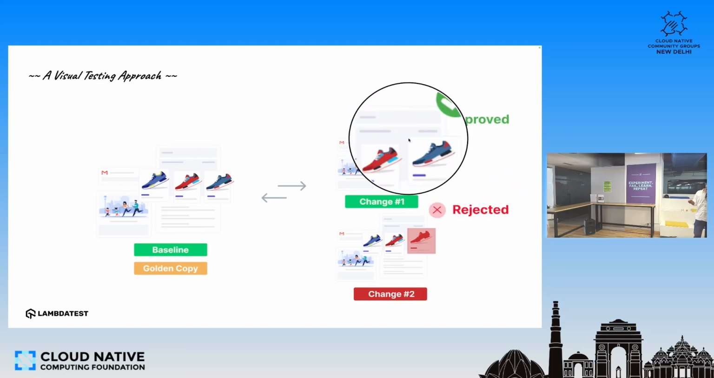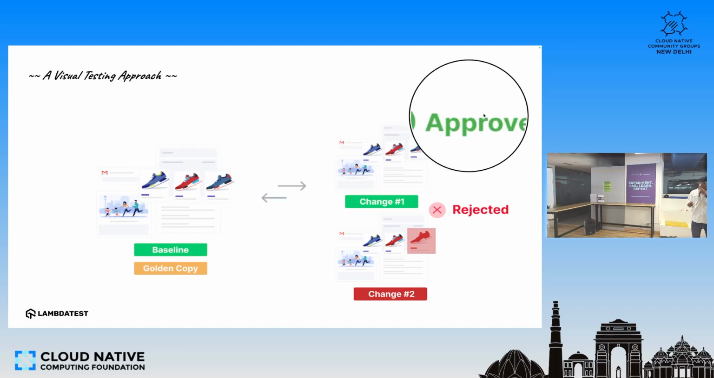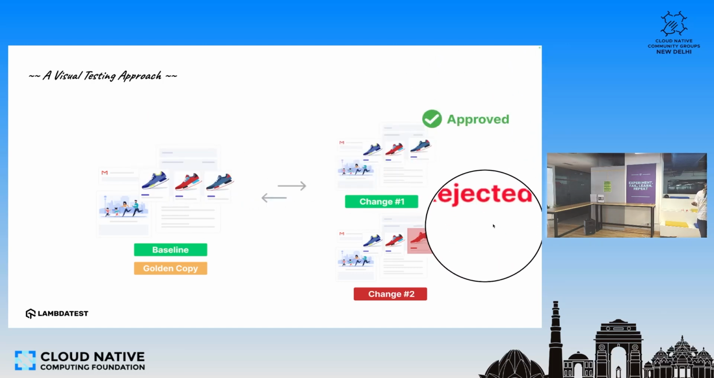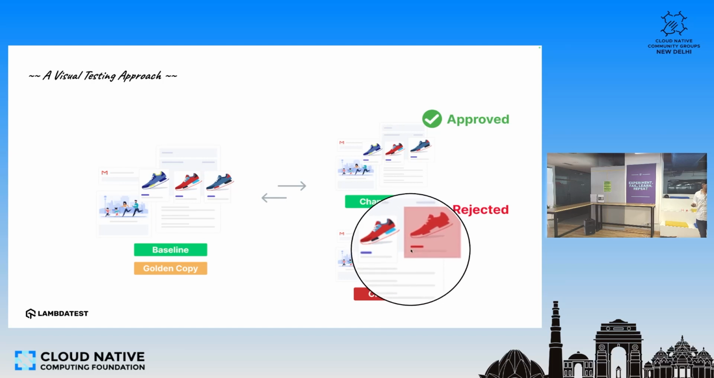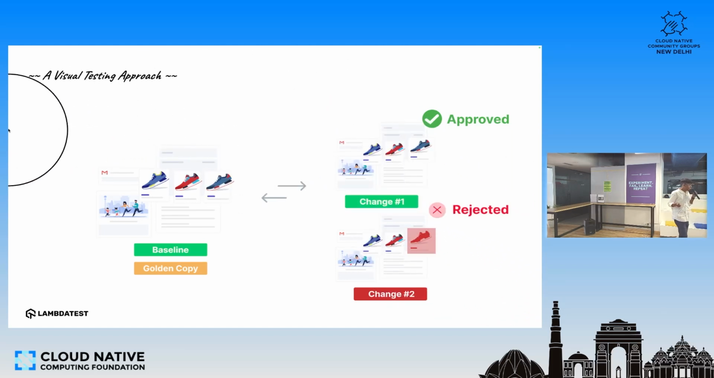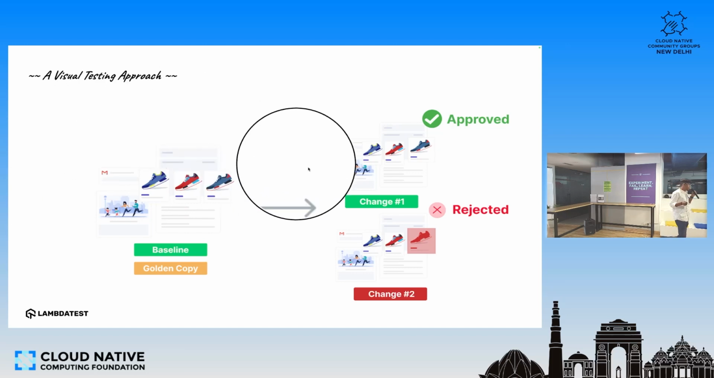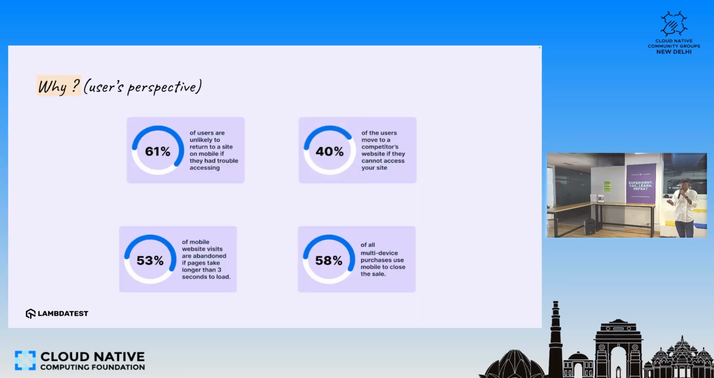So if you see the left image and the above image are the same, but in the below image, on the right, the red shoe appears at the right-hand side, and it's getting rejected. Either it can get rejected automatically or manually, depending on how you are putting your test in. But this is what a basic visual regression test looks like, and it's much more complicated than this, but we can talk about it in case required.